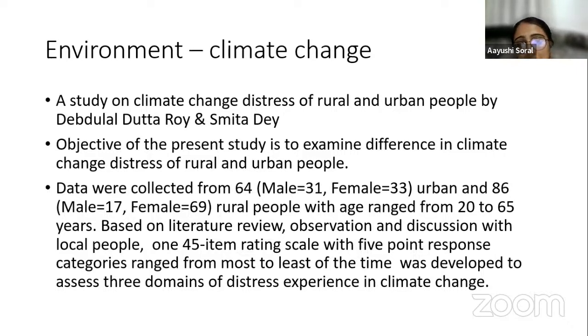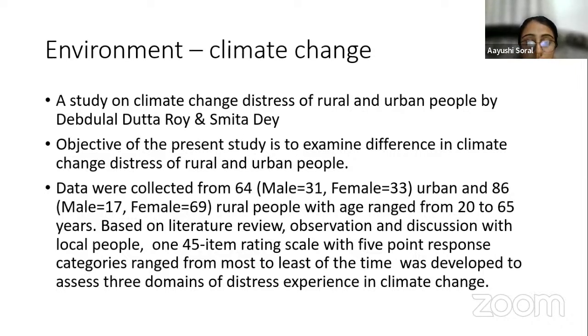So this is a study on climate change distress of rural and urban people. It was conducted by Dr. Devdulal Dattaroy and Smita Day. The objective of this study is to examine the difference in climate change distress of rural and urban people. Data were collected from 64 urban people, 31 males and 33 females, and 86 rural people, 17 males and 69 females, with an age range from 20 to 65 years.